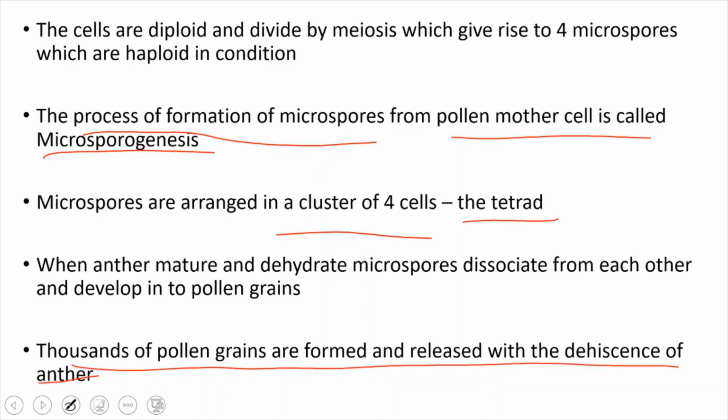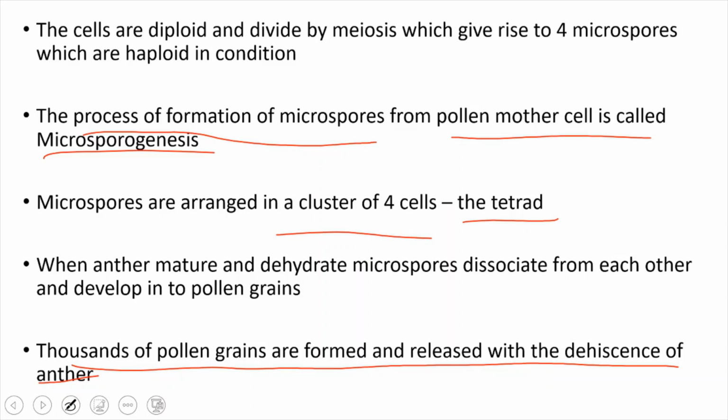When the anther is young, it contains a microsporangium at each of the 4 corners. Each lobe has 2 microsporangia, so totally 4 microsporangia are present. At the center of each microsporangium, there is a tissue called sporangious tissue, which contains a group of cells. These cells are called potential pollen cells, or microspore mother cells.